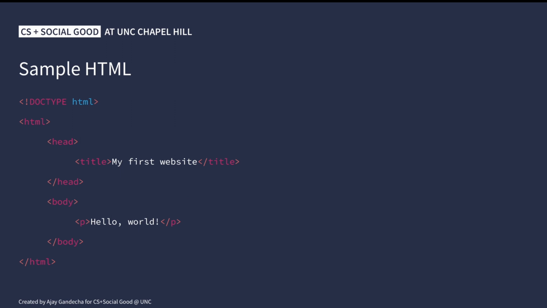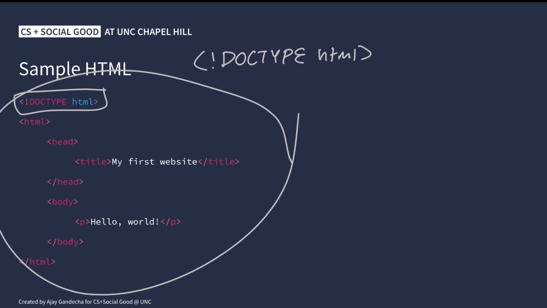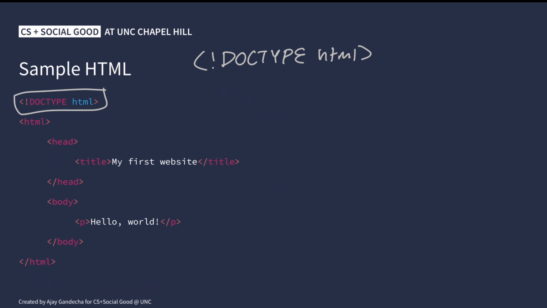Now, this is a sample HTML site, and I'm going to kind of break down the components here. The first thing that you see is this doc type, right? Doc type HTML. And this is basically telling the browser that your entire file is an HTML file. This is a must. You must include this when you are creating your HTML document. You must include the first thing.